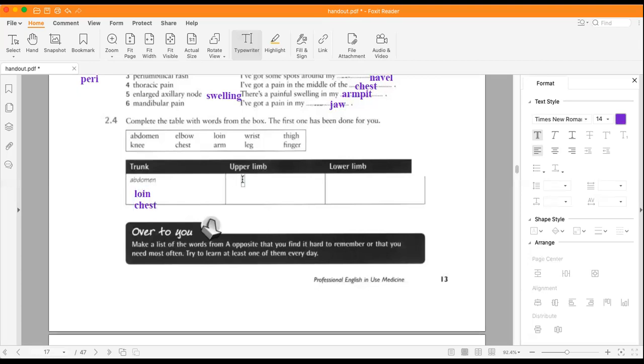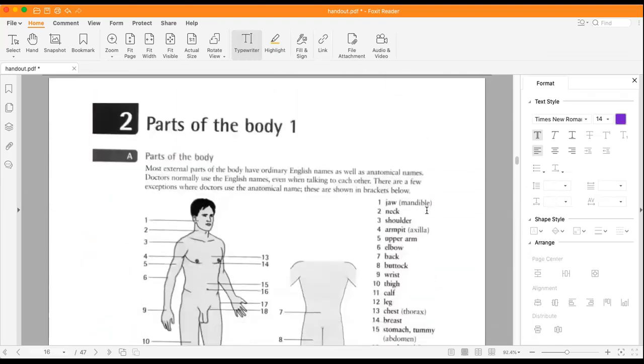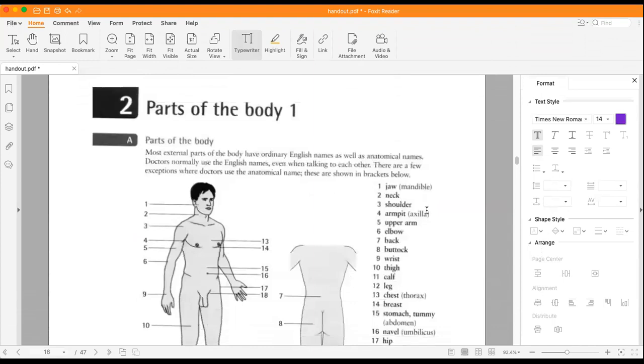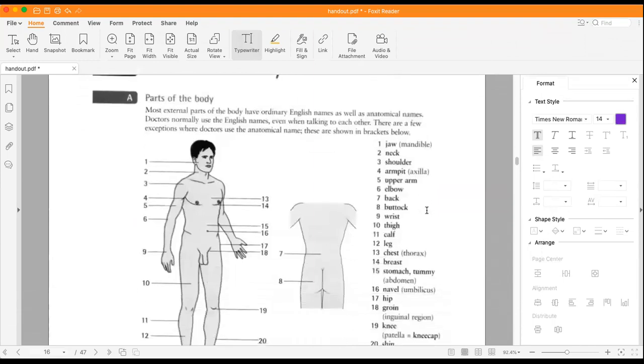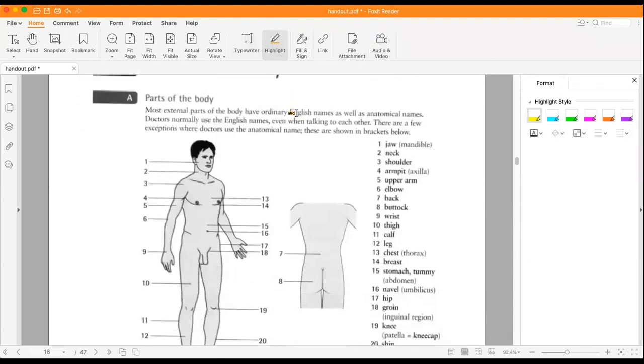In the upper limb, we have elbow, wrist, arm, and finger. For the lower limb, we have thigh, knee, and leg. All right? This is the first lesson. In the first lesson, we have parts of the body, and we have taken the English names and the anatomical names.